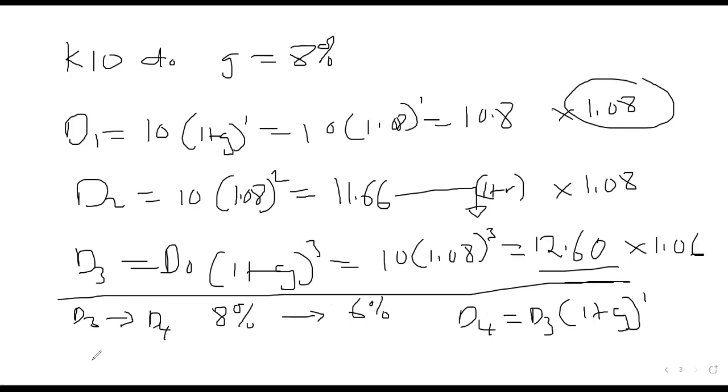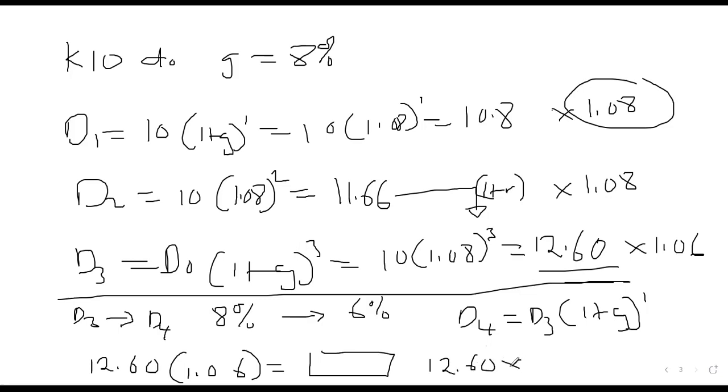So our D3 is what? 12.60 and 1.06 to the power 1. The answer we're going to get here is simply the same as 12.60 just multiplied by 1.06. It's the same thing that I just did. Okay, I hope you're following me closely. So this is what we call the growth model. It helps us project figures when we're given a specific period of time.